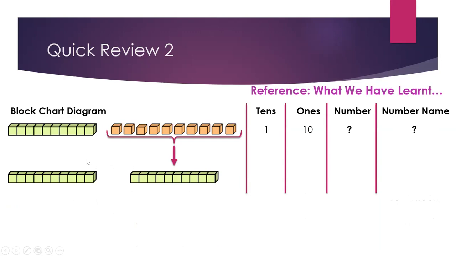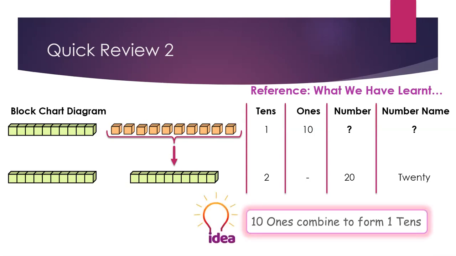This is the previous block showing one tens, and this is the second block showing another 10. So how many tens are there? 1 plus 1, two tens are there, and none of the ones are left behind, and the number is 20. So please keep in mind, when we are having 10 ones, they always combine to form one tens.